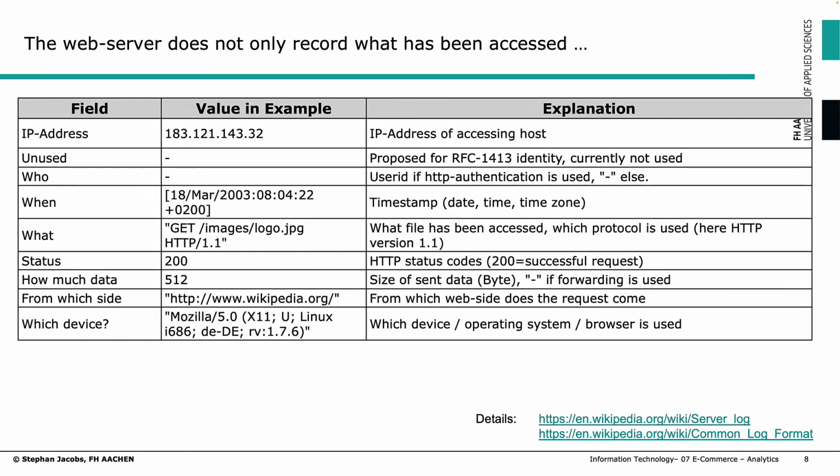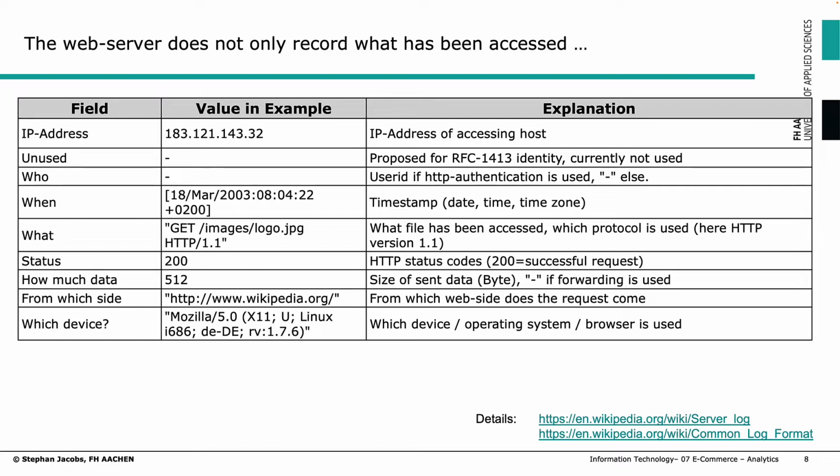Actually, it is exactly the same information in the second column, where you have this value in example. In the first column, you see how this field is entitled, and in the third column, you see an explanation. So the first value is the IP address of the client. By that, the web server simply knows who is contacting you. The next two parameters are unused.